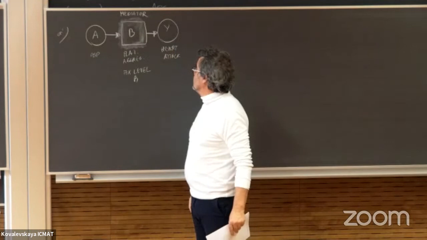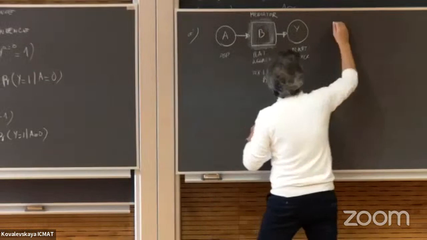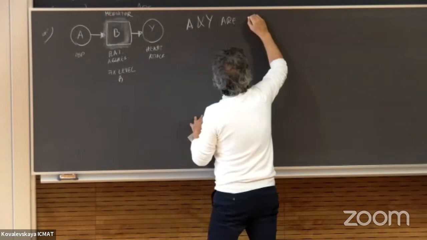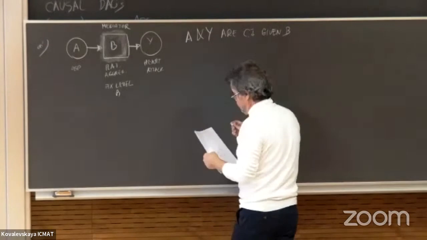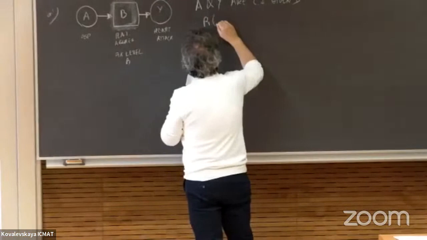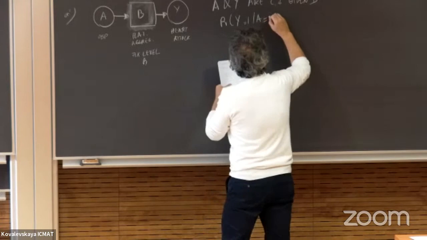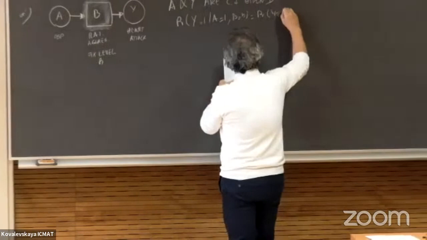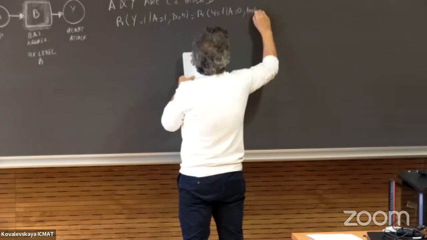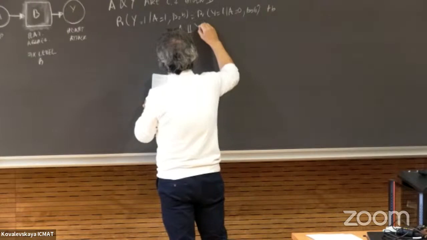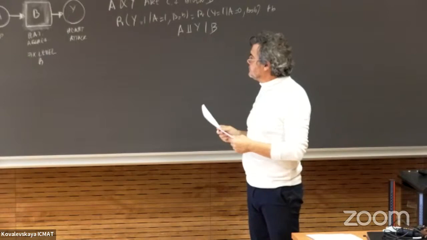Right. So we say that A and Y are conditionally independent given B. And we write this as A independent of Y given B. So this is one example of conditional independence.